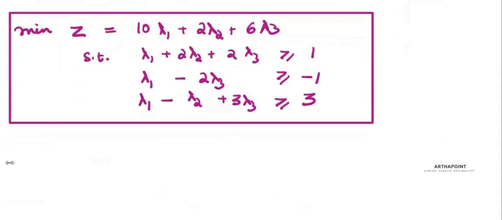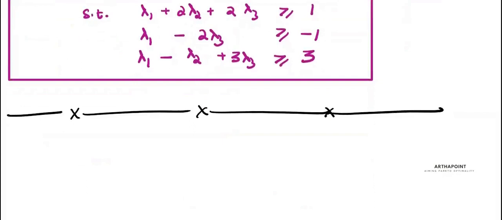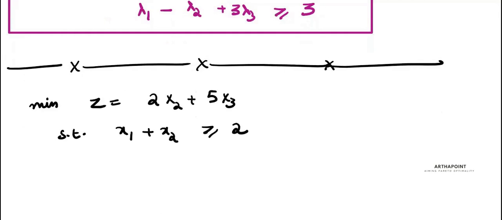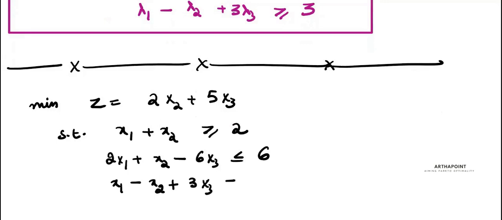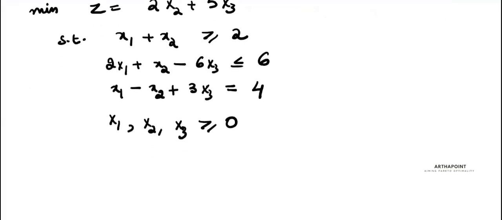So this is going to be your final answer. Let's take more questions to solve it first. So write down another question. Again, you have to convert primal to dual. So the question is, you have to minimize z equal to 2x2 plus 5x3 subject to x1 plus x2 greater than equal to 2, 2x1 plus x2 minus 6x3 less than equal to 6, x1 minus x2 plus 3x3 equal to 4, x1, x2, x3 greater than equal to 0. This is what is given to you.